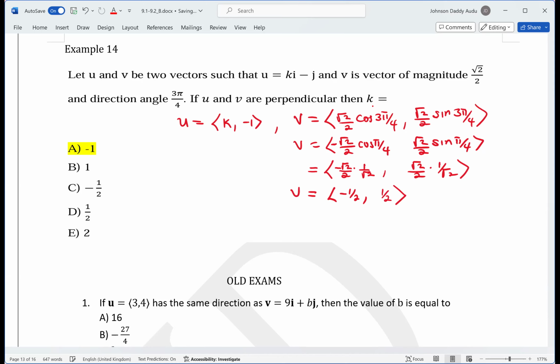And here we are told that U and V are what? Perpendicular. So what does perpendicular mean? Perpendicular simply means that the angle between them is 90, right? Remember, dot product is what? Magnitude of U, magnitude of V, then cosine of what? Right? So perpendicular means that theta is equal to 90. So it means that U dot V is just going to be 0, right? Because we know that cosine 90 is 0.